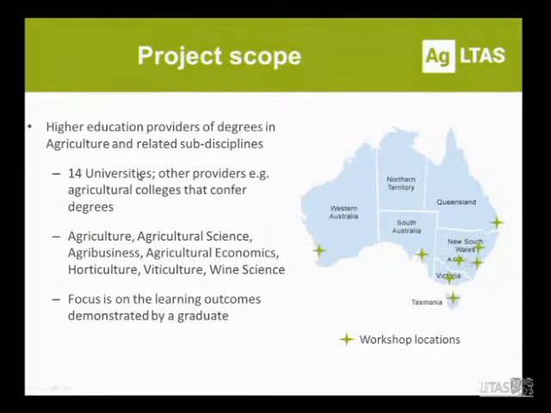Okay, so when we say agriculture, why agriculture? Obviously agriculture is pretty broad, and we acknowledge that. If you look across the country, there's actually 14 universities and a few other ag colleges and so on who teach agriculture or related subdisciplines. So when we say agriculture, we're actually meaning it to be inclusive of things like viticulture or agribusiness or ag science, even horticulture. Animal science falls into this as well. So it is very broad level. And as I mentioned before, the focus is on learning outcomes.